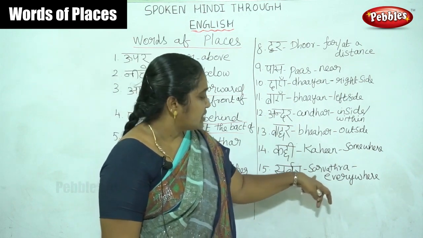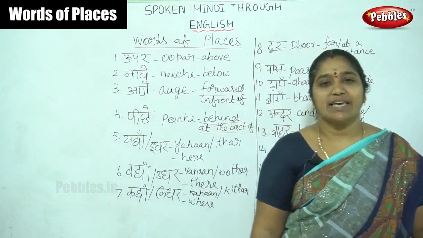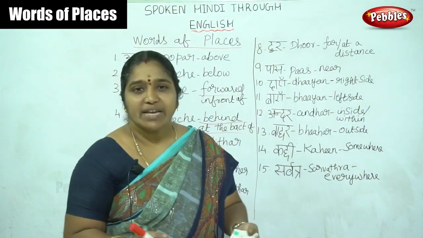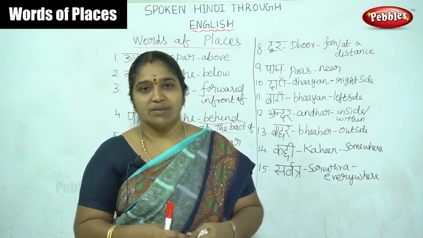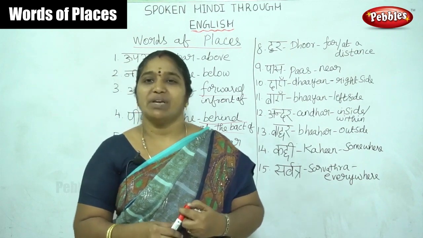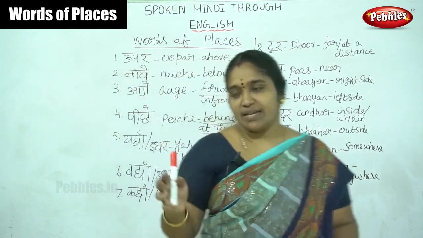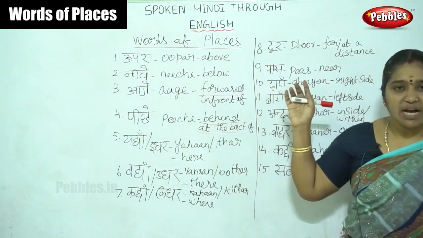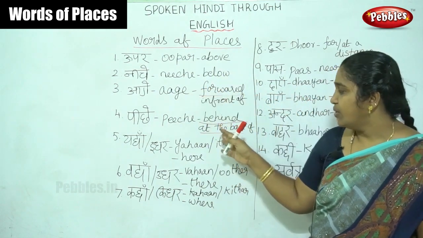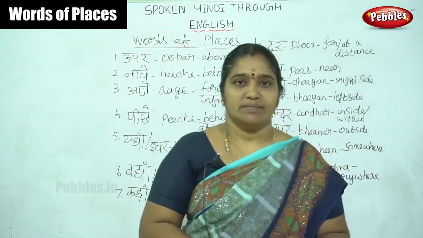Then the 15th one is सर्वत्र. The pronunciation is sarvatra, the meaning is everywhere. We can say God is everywhere. In Hindi, भगवान जी सर्वत्र हैं means God is everywhere. These are the words of places we have to know and use in day-to-day life. Okay, understand?